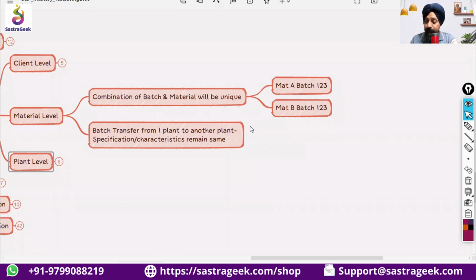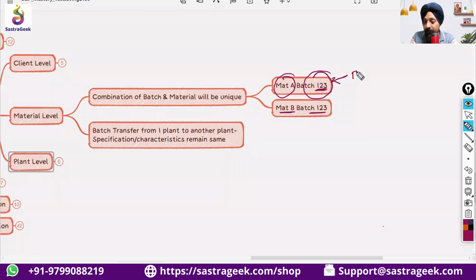Now here, the combination of material and batch would be unique at the material level. Whenever I am seeing material plus batch level, I can have a material A with batch number 123, and I can have a material B with batch number 123. These two batch numbers 123 would be completely different from each other.